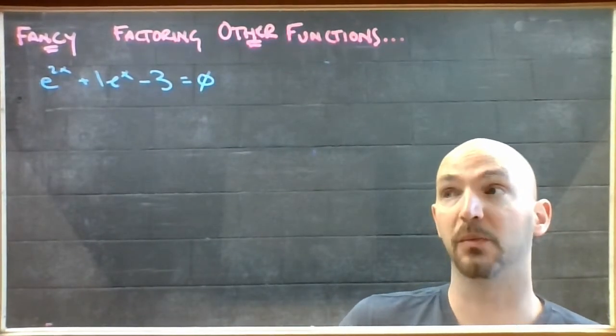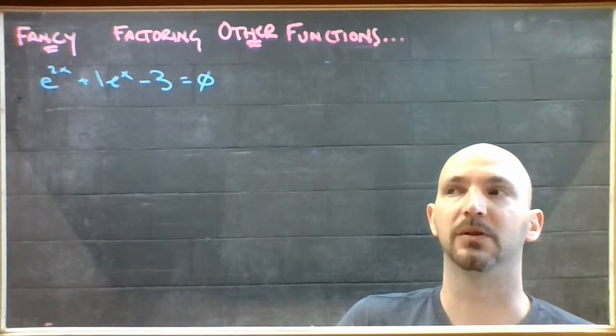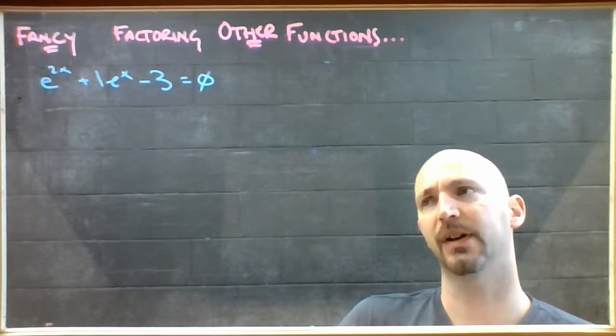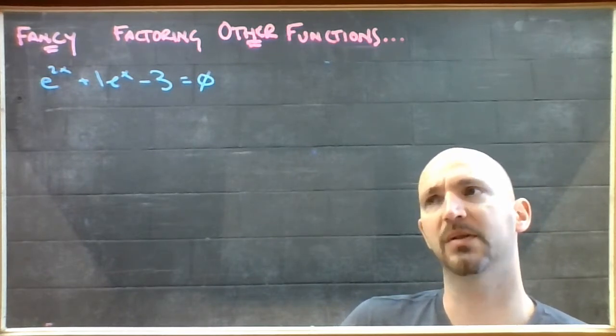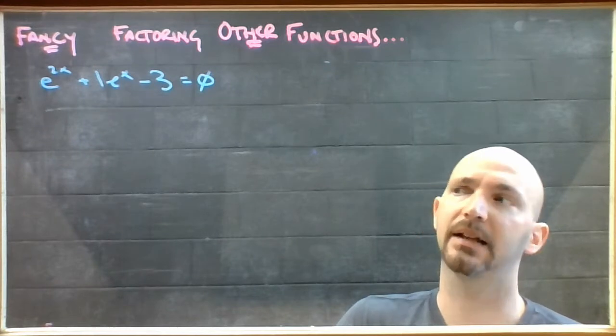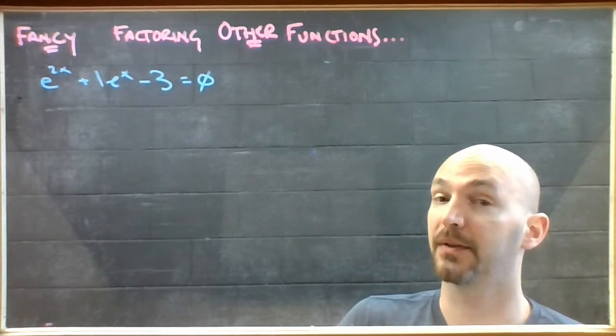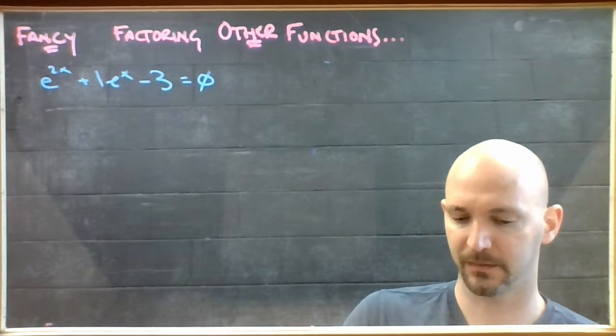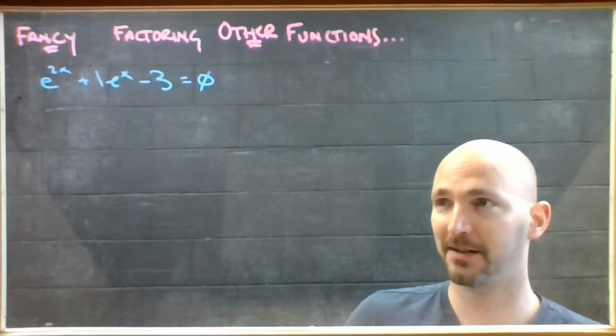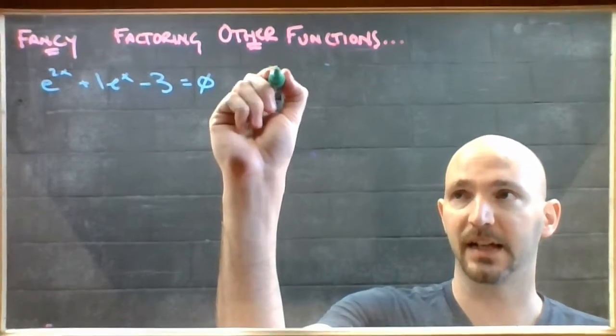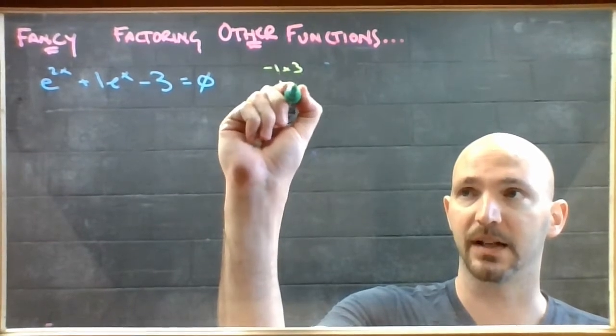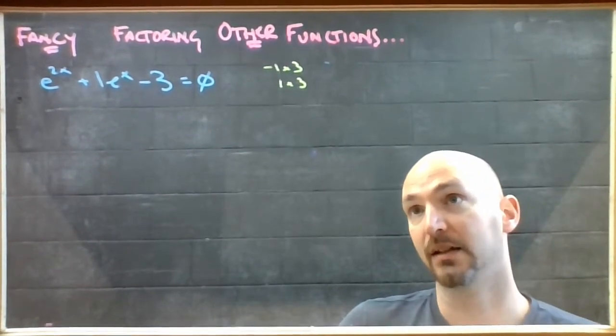So another trinomial using e to the x as the variable. This one, I try to think about numbers that would multiply to -3 and add to +1. And I'm not going to think about it too hard, because I don't think there are any. You can get 3 by doing -1 times 3 and 1 times 3, and that's it.